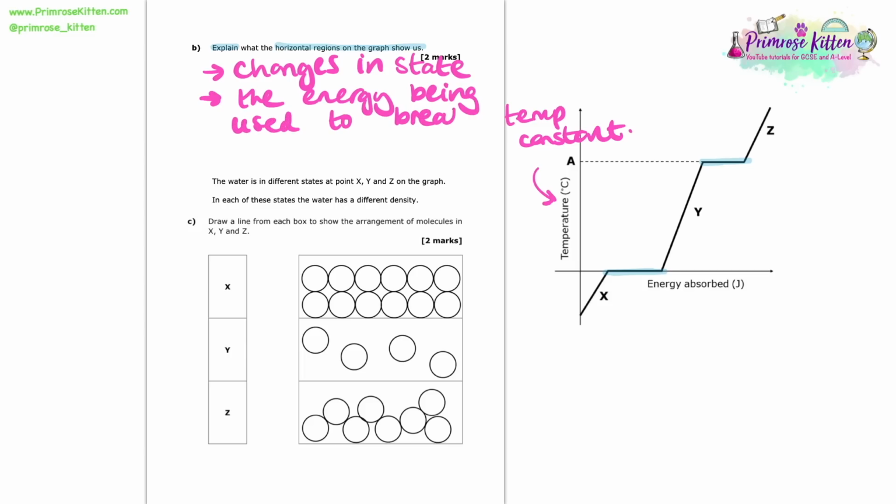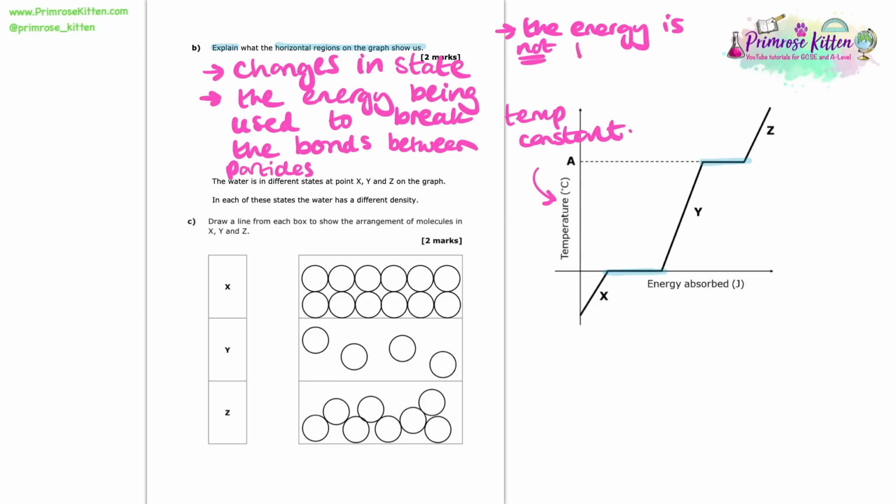So that means that the energy isn't being used to increase the speed of the particles and therefore their temperature. All of the energy is being used to overcome those intermolecular forces. Now, this question here is a 2-mark question. So to be able to get those 2 marks, we need to state 2 key points. I think the most important of all these options is the fact that there are changes in state.